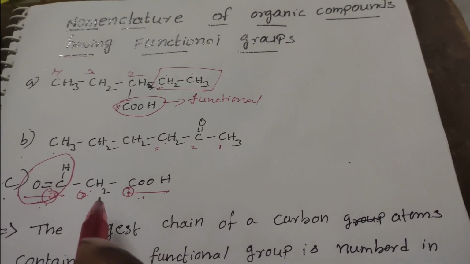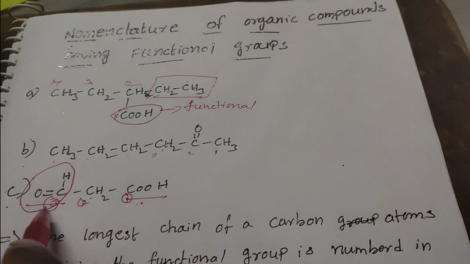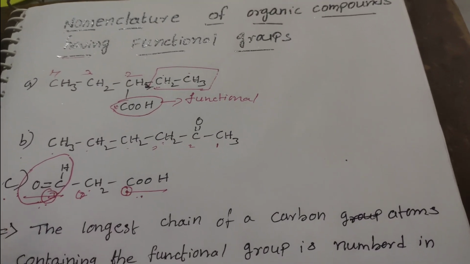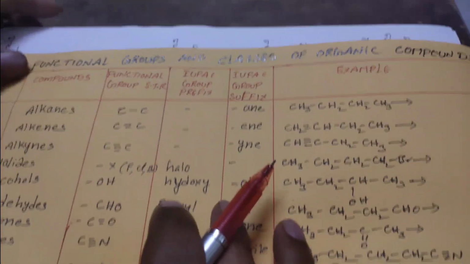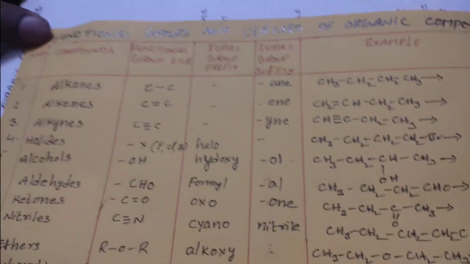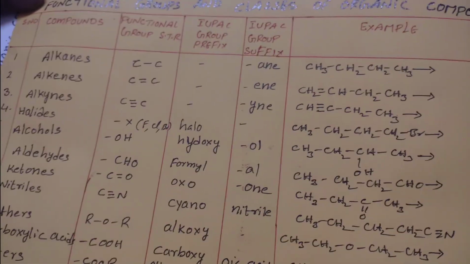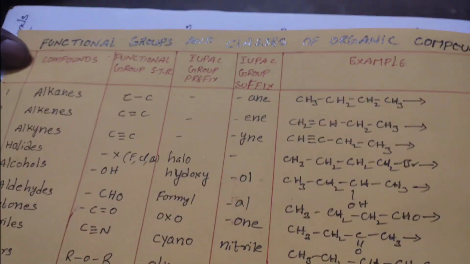So how we are calling it is a formal. So they have one of the important table. Now in this class we will discuss the table. If you are preparing about this table, you will get clarity about the functional groups naming.